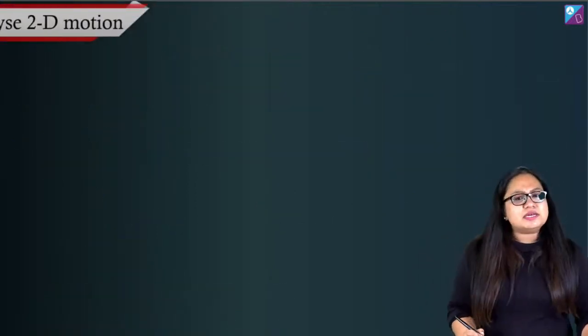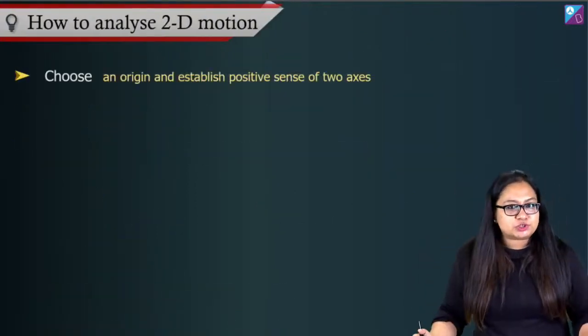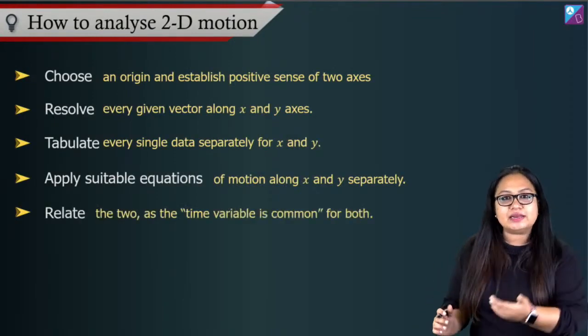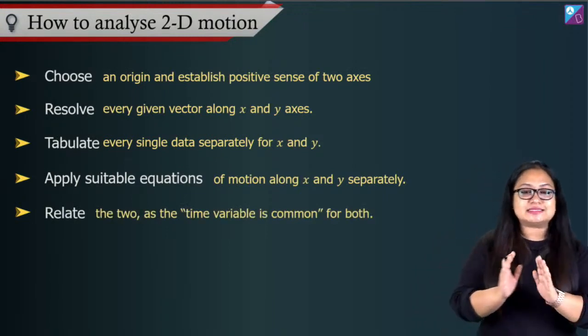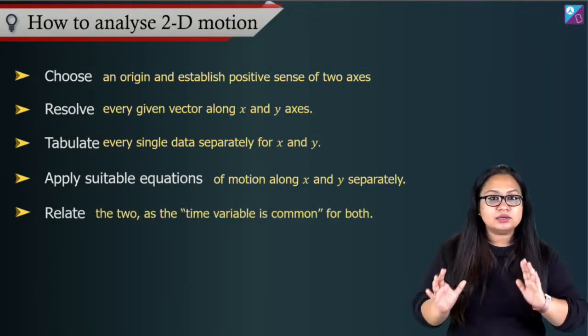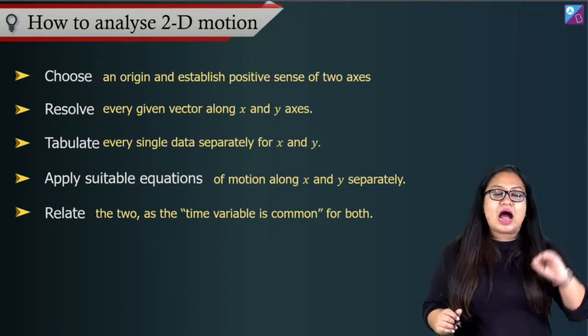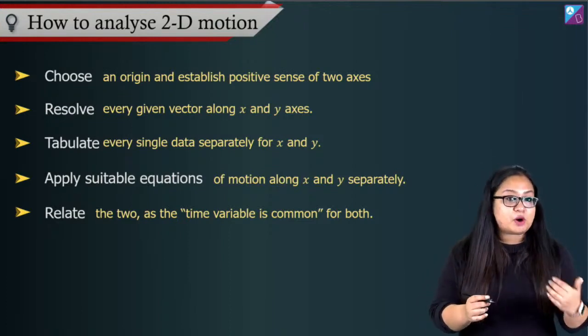Okay. Now let's go to how to analyze 2D motion, right? अब मैंने simply तो बता दिया आपको. I have told you in one line what 2D motion is. It's simultaneous motion happening along X and Y axes, right? Okay. So now, how to go about analyzing, how to go about solving questions?